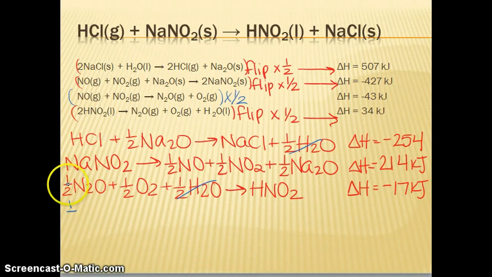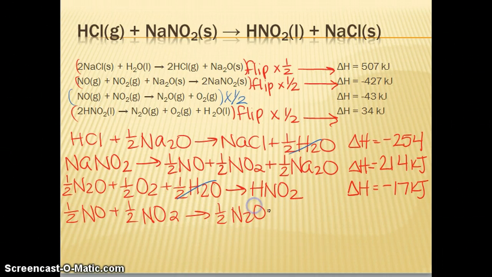So I just need to rewrite it now with those new coefficients, the 1/2 NO, 1/2 NO2. And again, because we multiplied our step reaction by 1/2, we also need to multiply our delta H by 1/2. We're not flipping the sign here because we didn't flip the reaction. So we get 21.5, which is going to round up to -22 with sig figs.